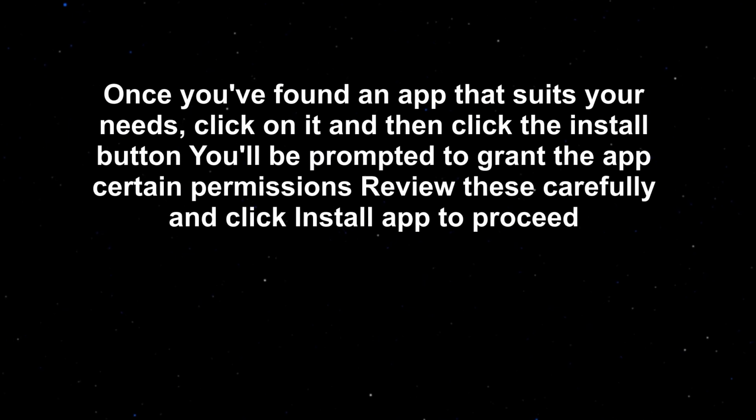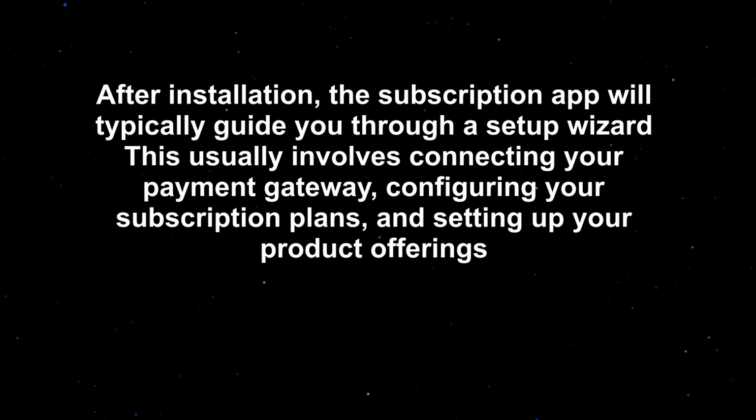Once you've found an app that suits your needs, click on it and then click the Install button. You'll be prompted to grant the app certain permissions. Review these carefully and click Install App to proceed. After installation, the subscription app will typically guide you through a setup wizard. This usually involves connecting your payment gateway, configuring your subscription plans, and setting up your product offerings.